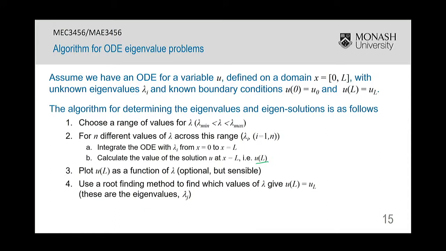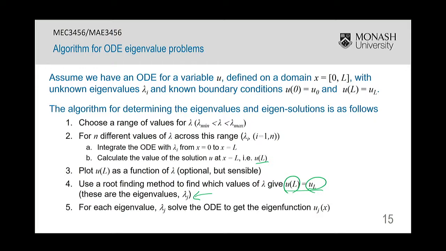Then use a root finding method to find which values of lambda give us that the u that we calculate at x is equal to L is actually equal to the uL that we want at this point. And once we've found those values of lambda, those are the eigenvalues. Then for each of those eigenvalues, solve the ODE to get the eigenfunction.